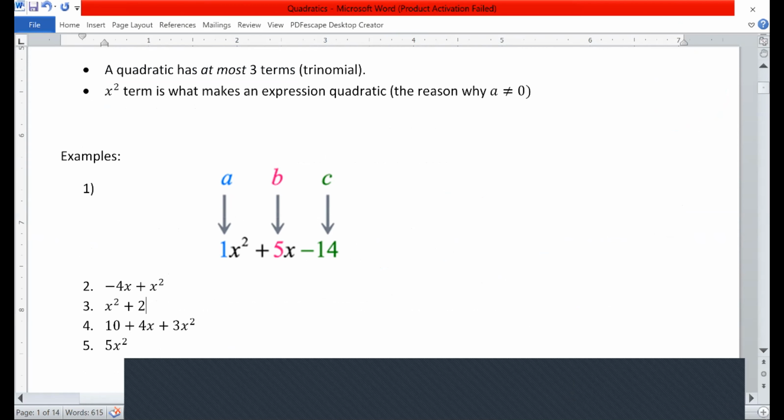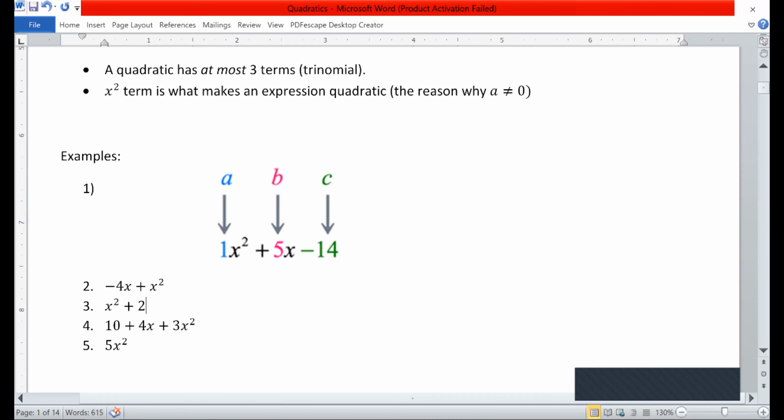I gave you all different kinds of examples just to emphasize the fact that you might not have the x term. You might not have the number term. Look at the 5th example here, 5x squared. It is still a quadratic. It doesn't have the x term. It doesn't have the number term. Look at the 3rd example, x squared plus 2. Where's the x term? No x term, because b is 0.